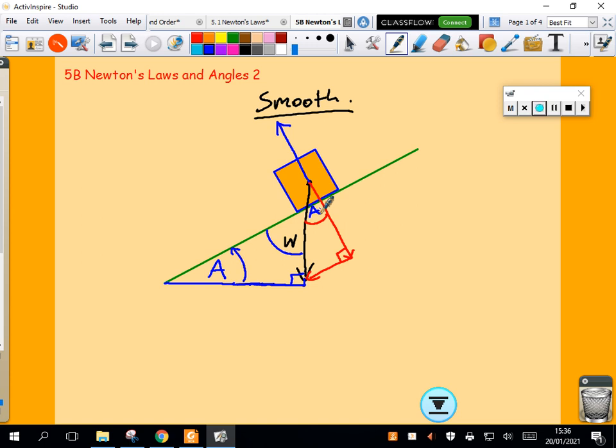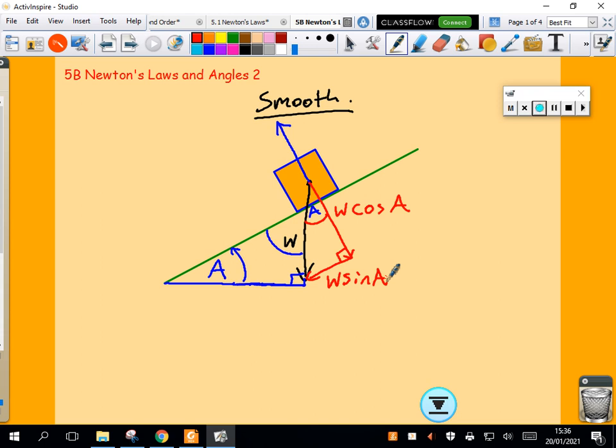Working out from there, through the components of my weight vector, W is the hypotenuse. This component adjacent to the angle will be W cosine A, and the opposite component will be W sine A. Before you try any question on a particle sliding down an inclined plane, you should be able to do this kind of stuff.